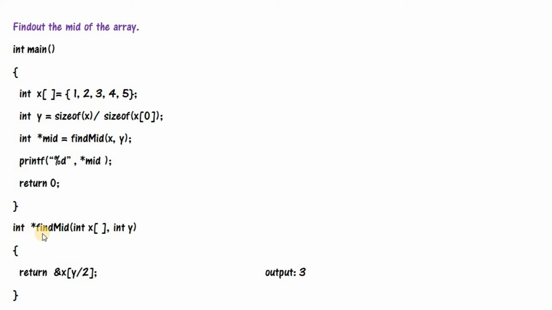Int star means that we are returning the address of some integer, and for receiving that address we must have a pointer. Here we can see we have the pointer which will also contain the address of some integer, and we can see the data type is int star.